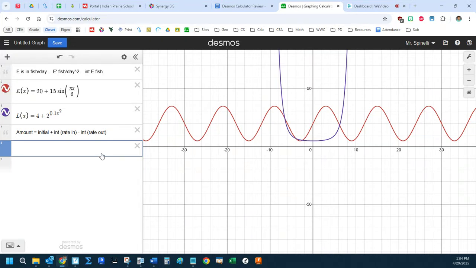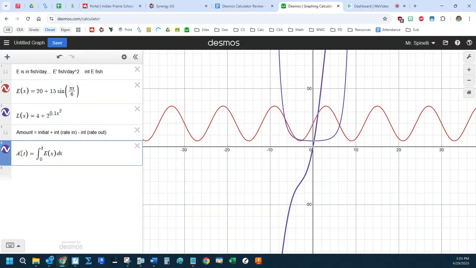So to get the initial amount, they told me nothing about an initial amount. So it doesn't really matter. I don't have an initial amount. So the amount of fish at any given time will be equal to the integral from 0 to t of entering. And notice I'm using a different letter in my integration. I want this letter here, or variable, to match this variable here. And this has to be any other letter known to man.